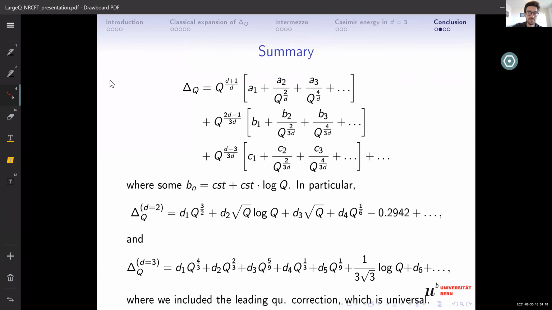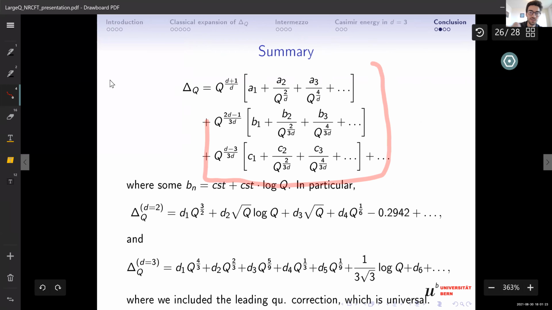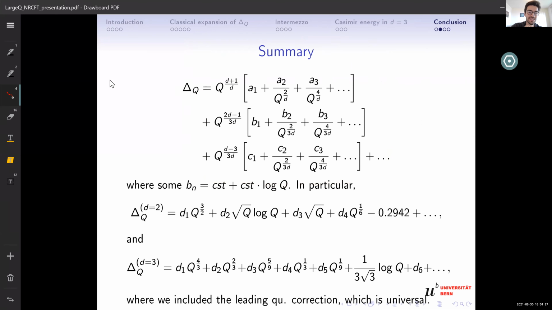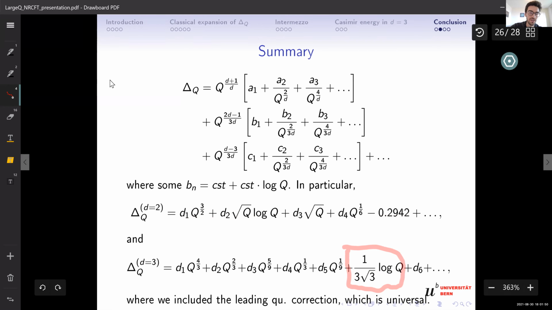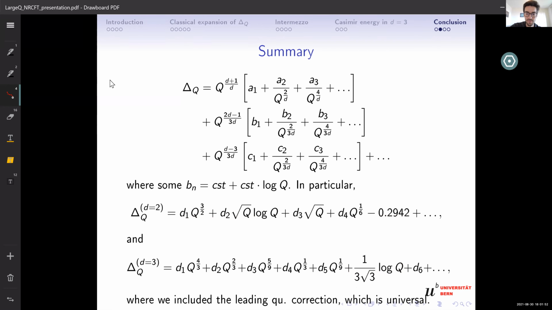So let me summarize. The classical part of the expansion of the conformal dimension in the non-relativistic case takes the following form, which is much richer than the relativistic case. And you actually have, on top of that, logs sometimes hiding in the B's here. And typically you have the expansion that I showed at the beginning for d equals 2, and the same for d equals 3. So, the very recent result that we got is the computation of this term, with many comments.